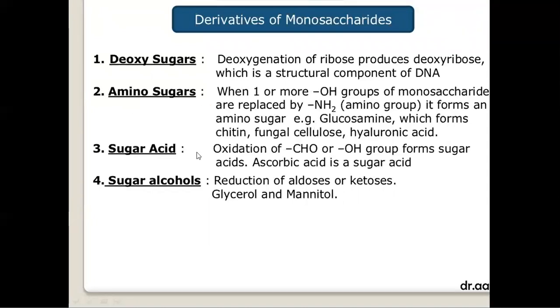In sugar acids, the aldehyde and alcohol groups get oxidized, forming an acid group, and then it is called a sugar acid. In sugar alcohols, aldoses or ketoses, that means sugars having an aldehyde or ketone functional group, get reduced and form alcohols.